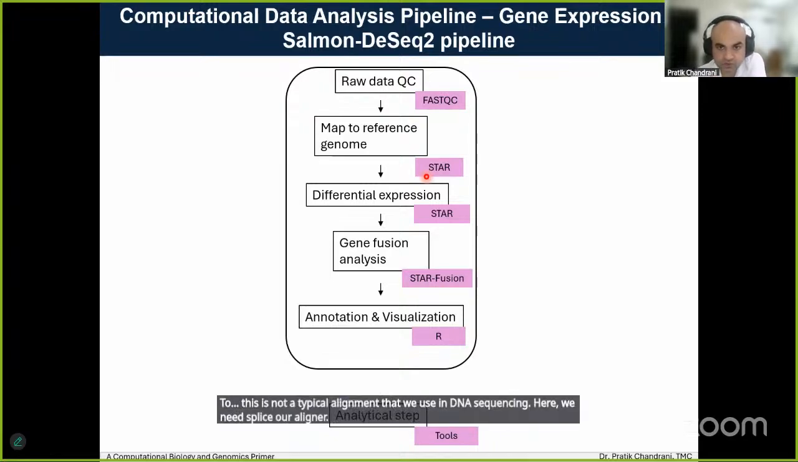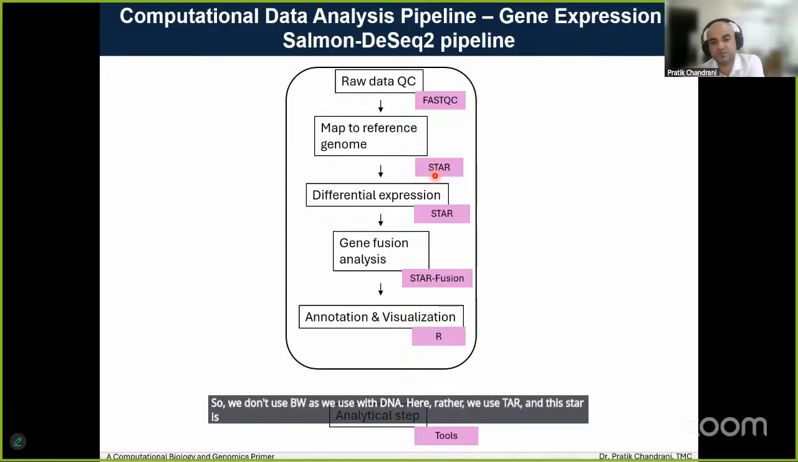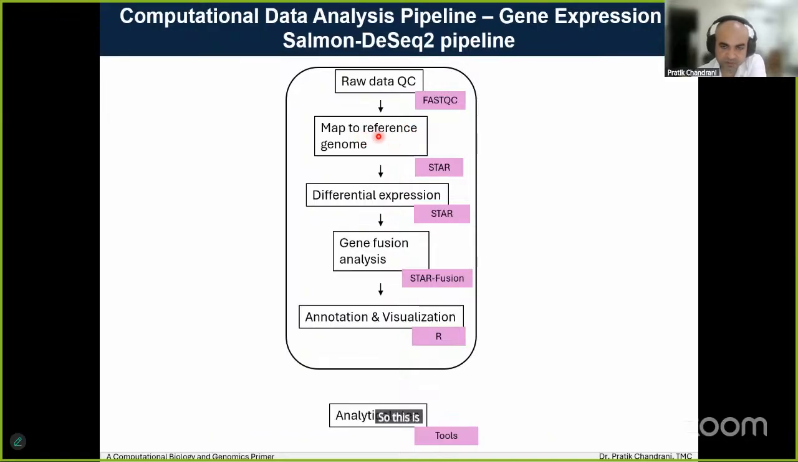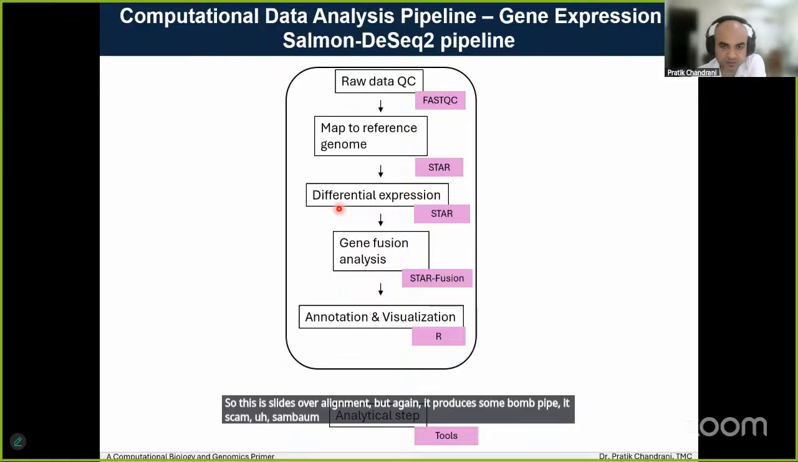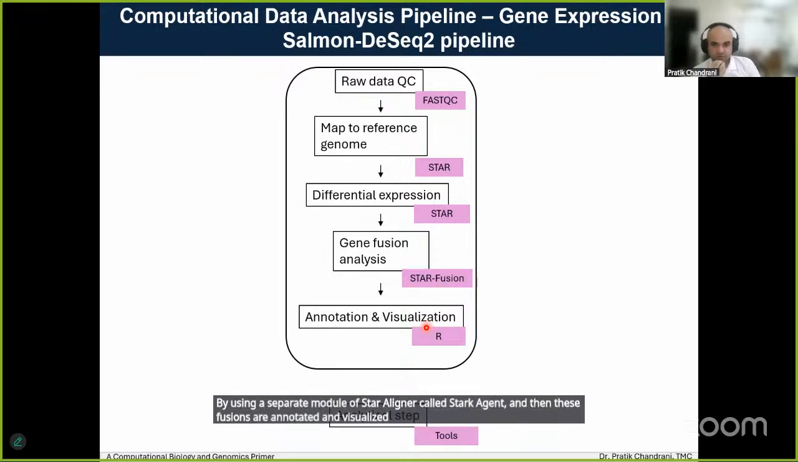So we don't use BWA as we use with DNA. Here rather we use STAR, an aligner which is familiar with all the splice junctions in the human genome. So this is splice-aware alignment, but again it produces SAM/BAM files. These SAM/BAM files are processed for differential expression, and then gene fusion by using a separate module of the STAR aligner called STAR-Fusion. And then these fusions are annotated and visualized by using various programs.